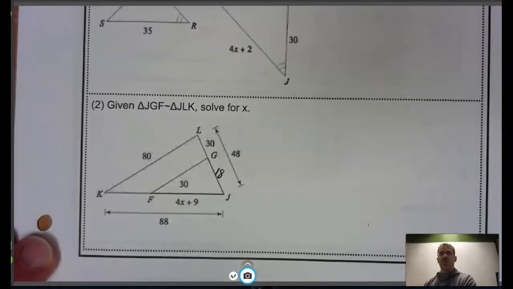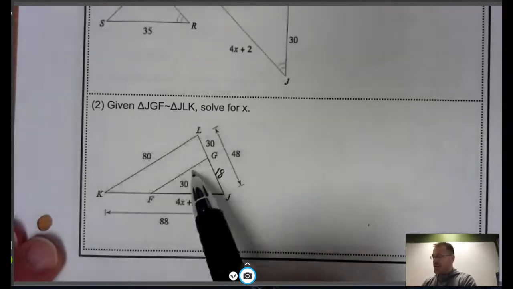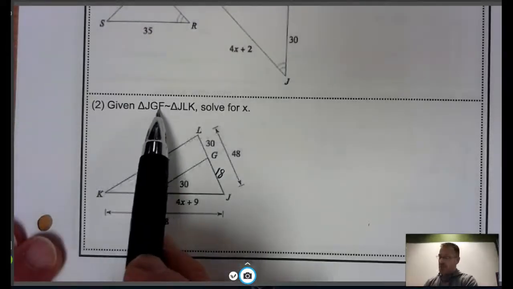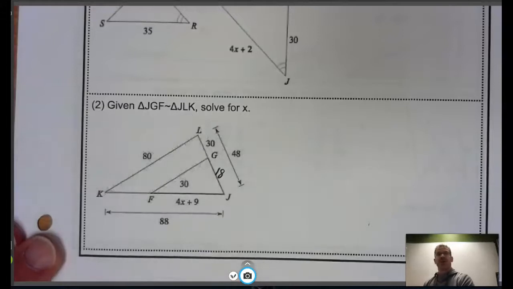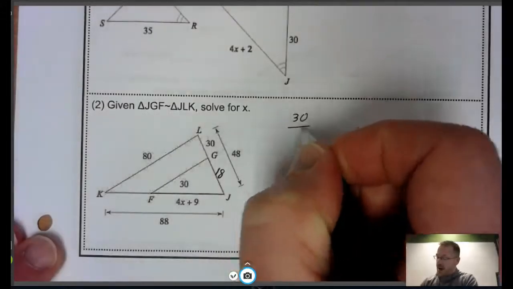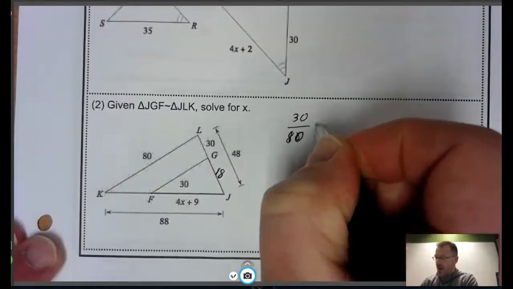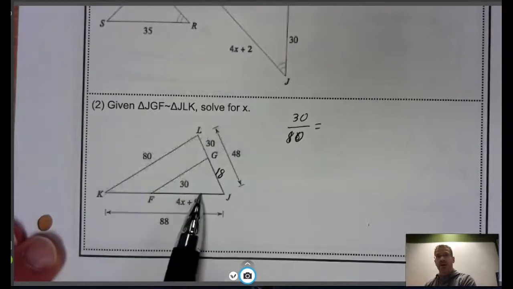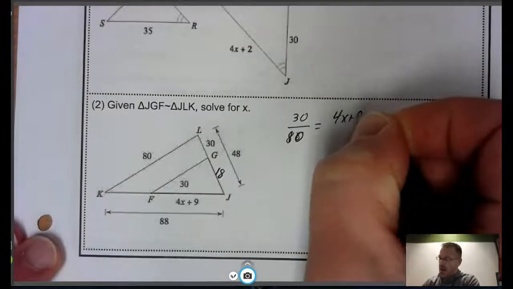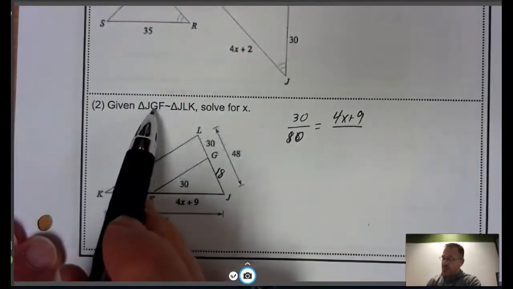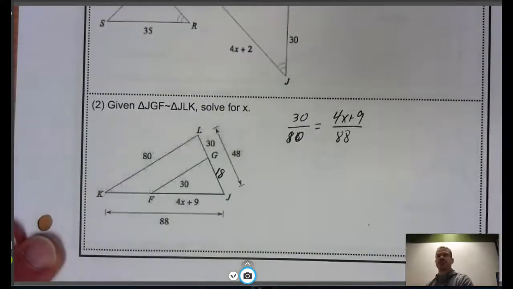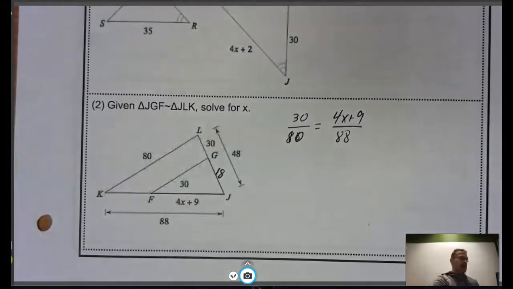Now, in this picture, it's pretty easy to match corresponding sides. So it looks like GF corresponds to LK, but verify that with your similarity statement. GF is right here, and LK is right here, so I can definitely see that those two sides correspond. So 30 to 80 is my first ratio. Now in this case I want FJ, which is 4x plus 9, to, now FJ would correspond to JK, this whole side, and this whole side is 88.